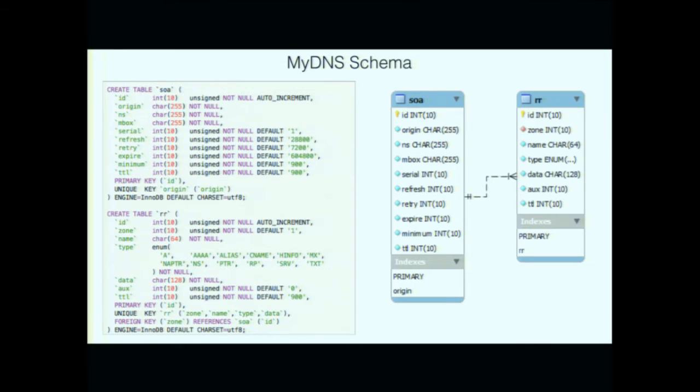And very simple, common column types. One thing to note is they use an enum column for the different types of records, and notice that for later, when we look at the automatic interfaces that are generated. And one foreign key, where the RR table, which holds individual records, belongs to the SOA, or start of authority, table, which is all the zones that this server is authoritative for.